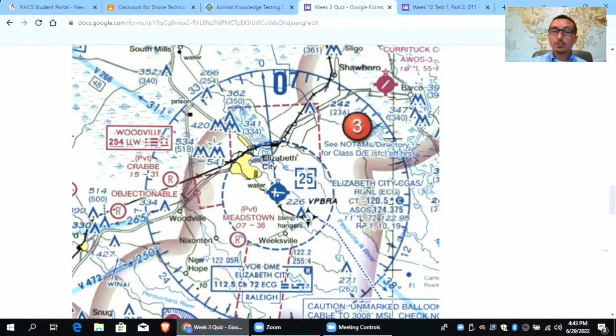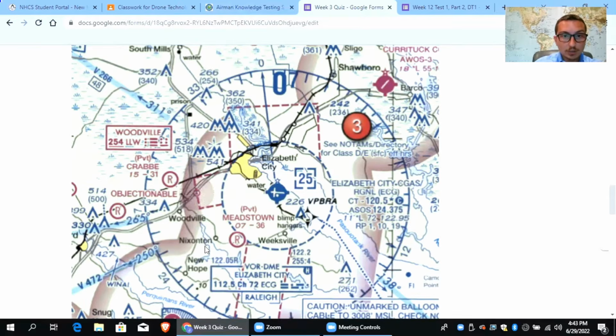However, shaded magenta starts at how many feet? Pause the video and tell me. It starts at 700 feet AGL in the shaded area. So if you're over here, you can fly your drone here. You can fly your drone here as long as you're under 700 feet, right? You cannot fly your drone in here without ATC permission. You cannot fly your drone down here without ATC permission.